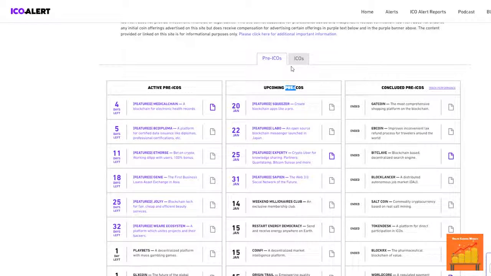The difference between a pre-ICO and an ICO is that the pre-ICO is usually a much smaller financial target. It's a company trying to raise funds and raise awareness for their project. They launch it only to a select few people, and the coins are generally cheaper to purchase in the pre-ICO. Let's give you an example.